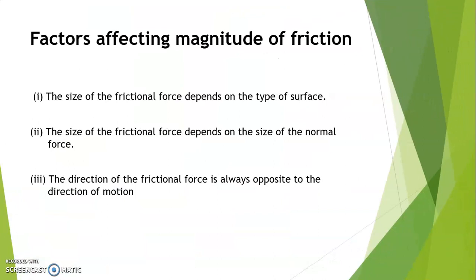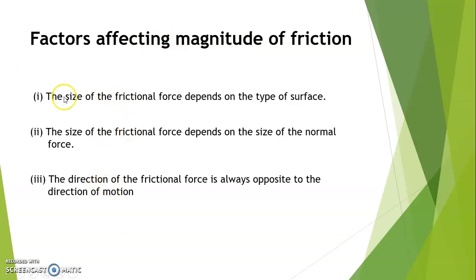Then, factors affecting the magnitude of friction. They are also referred to as laws of dry friction. From the learning outcome, we are expected to state the laws of dry friction. Dry friction means friction experienced by bodies on a surface which is not lubricated. If there is no lubrication, then we talk about dry friction. Its magnitude depends on these factors, and they are simply the laws of dry friction.